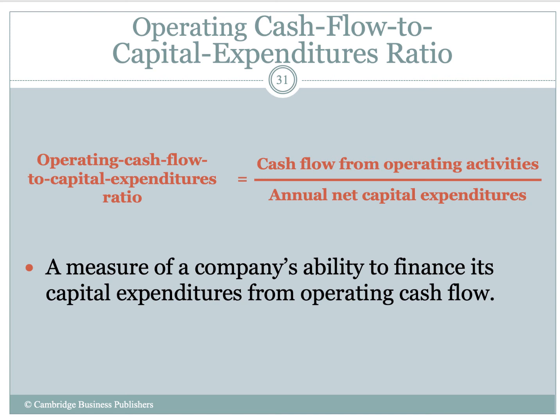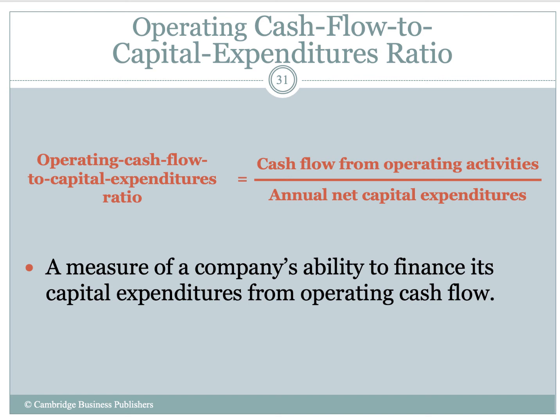The next one we have is the operating cash flow to capital expenditure ratio. To calculate that, we take cash flow from operating activities and we divide it by the annual net capital expenditures. Okay? What this measure does is it allows us to determine a company's ability to finance capital expenditures only from operations. Okay? So that's kind of important, right?